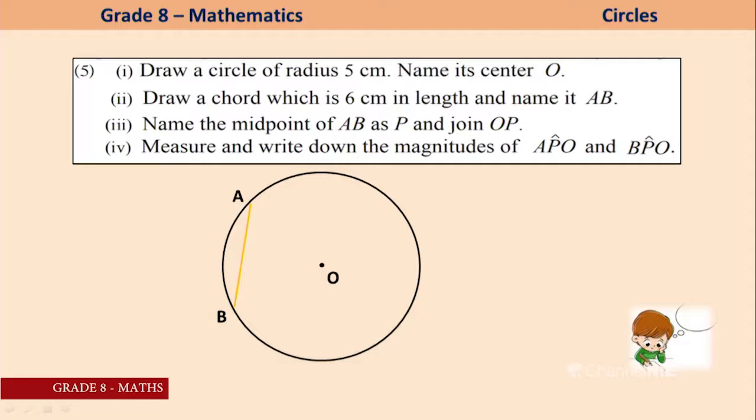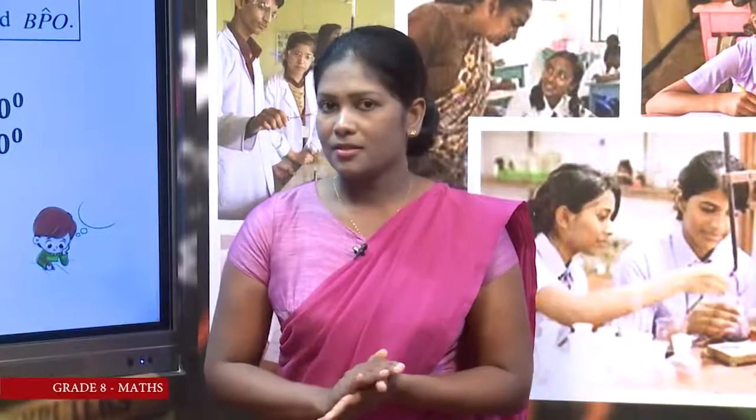Third question: name the midpoint of AB as P and join OP. Midpoint means AB is separated into two equal parts. So, I name this midpoint as P and join OP. Measure and write down the magnitudes of APO and BPO. Okay, children, how to measure that angle? You can use the protractor. Here, angle APO should be 90 degrees and BPO also 90 degrees. Okay, children.